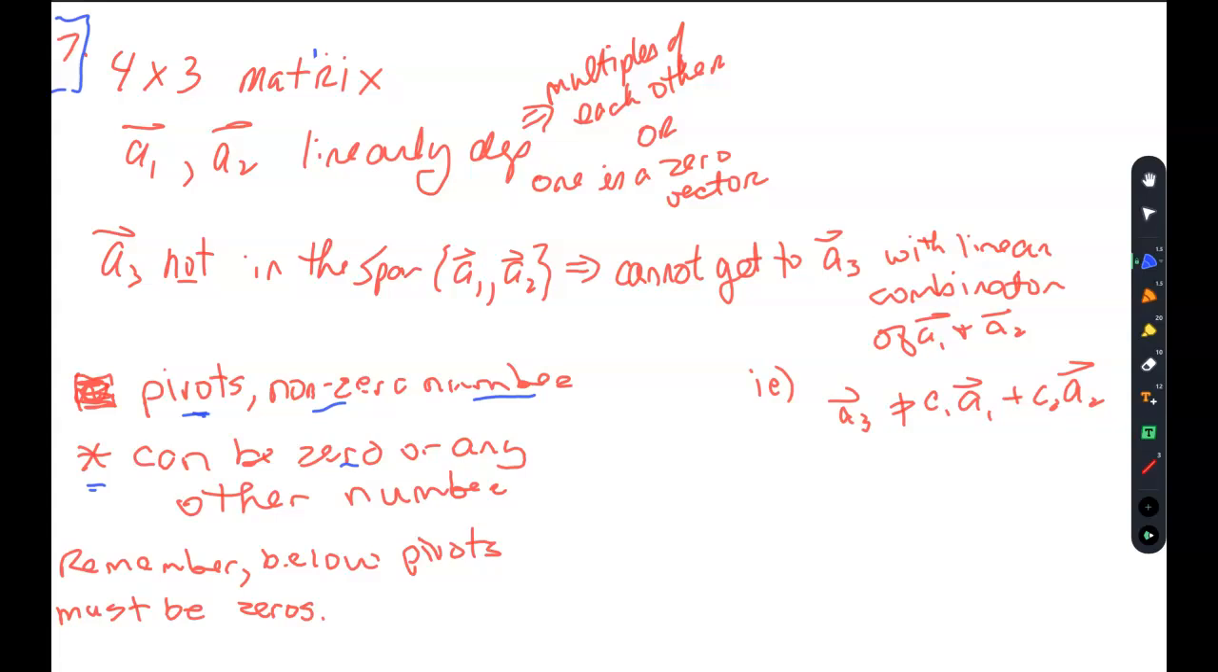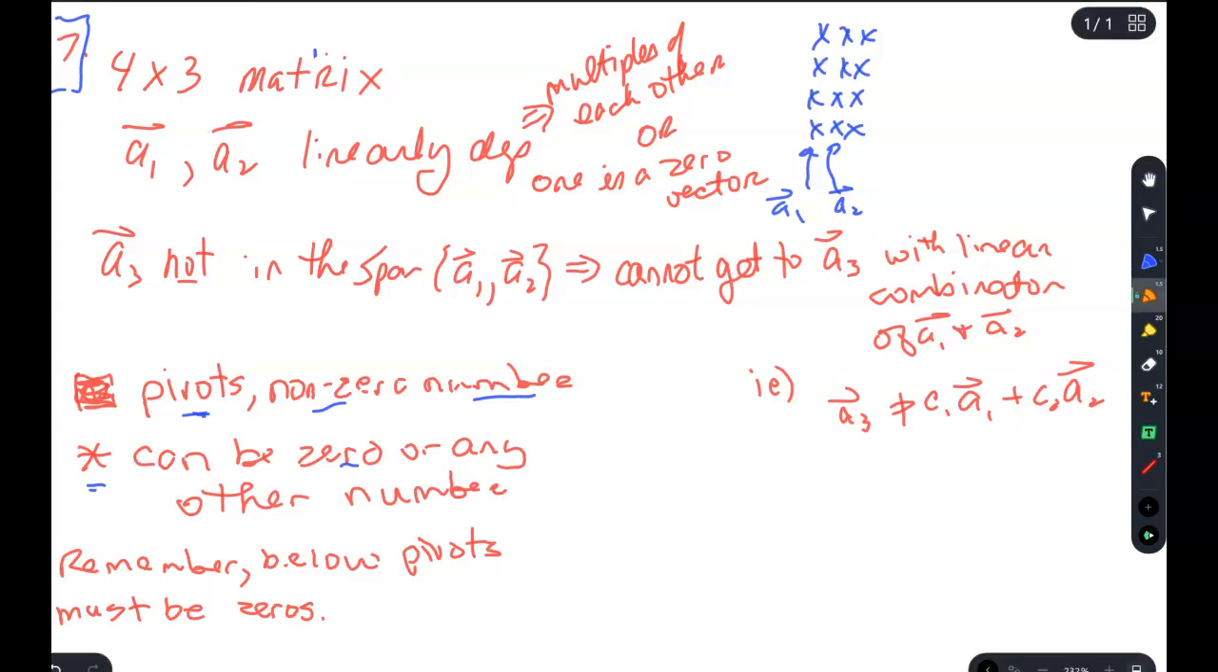So we've got a 4 by 3 matrix, and I think it always helps to just draw a 4 by 3, right? Not that we're going to make any conclusions from this, but I see the size. So this is A1, and this is A2. What I want to do is, let me just get a different color going here. Black. A3, I want to create this matrix so that A1 and A2 are linearly dependent, and A3 is not in the span of those two.